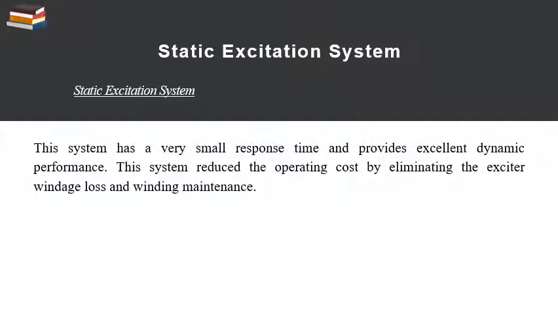This system has a very small response time and provides excellent dynamic performance because this system uses solid state devices to excite the system. And this system reduces the operating cost by eliminating the exciter windage losses and winding maintenance.